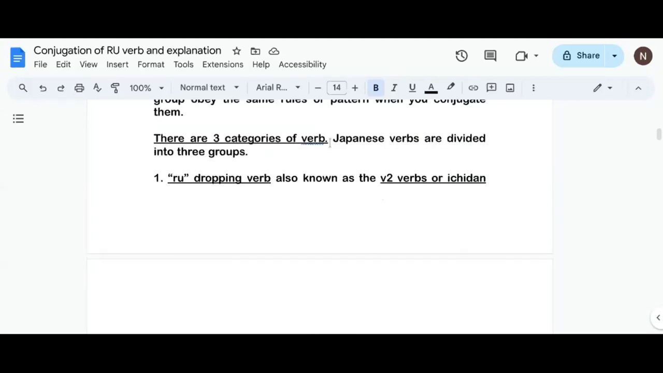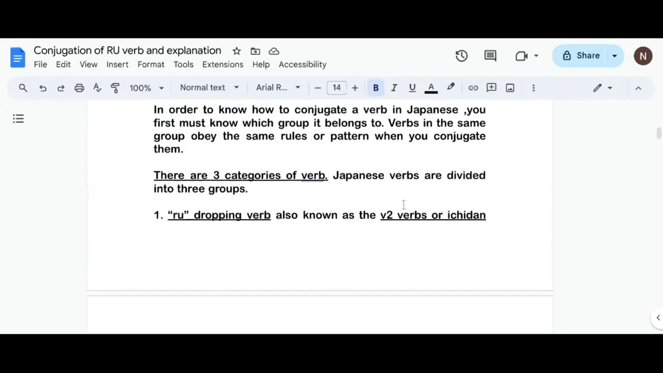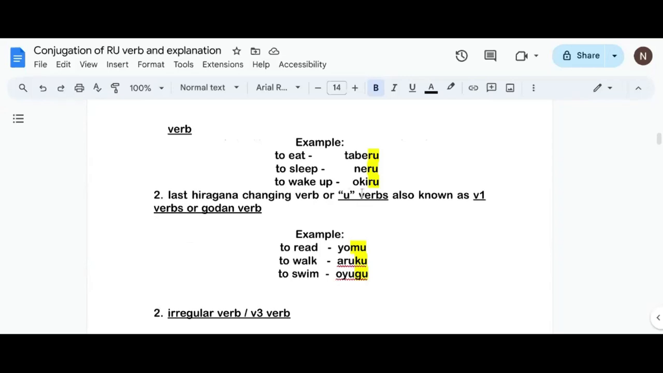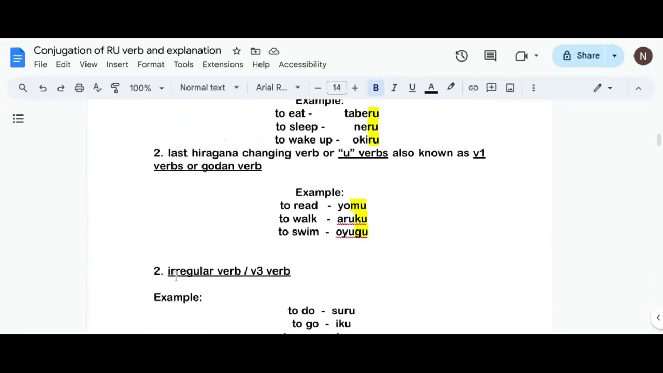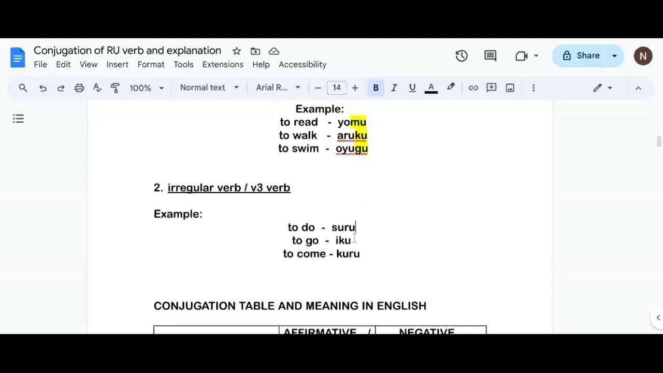So those are the three categories of verb. Just remember this. You have to remember this because all of this belongs to how you are going to conjugate. You should know first which category the verb comes from. Does it come from the ru dropping verb? Does it come from the U verb? Or does it come from irregular verbs? So you have to remember these three categories of the verb.